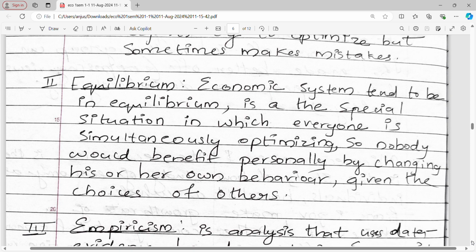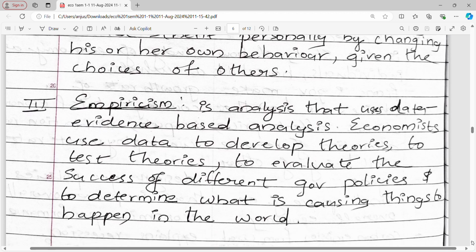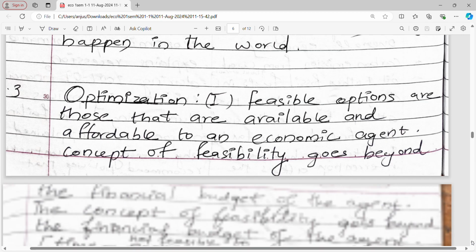Okay, so the third one is empiricism. It is the analysis that uses data, evidence-based analysis. Economists use data to develop theories, to test theories, to evaluate the success of different government policies, and to determine what is causing things to happen in the world. That is the consequences of choices. What is causing things to happen in the world? Now coming in detail.